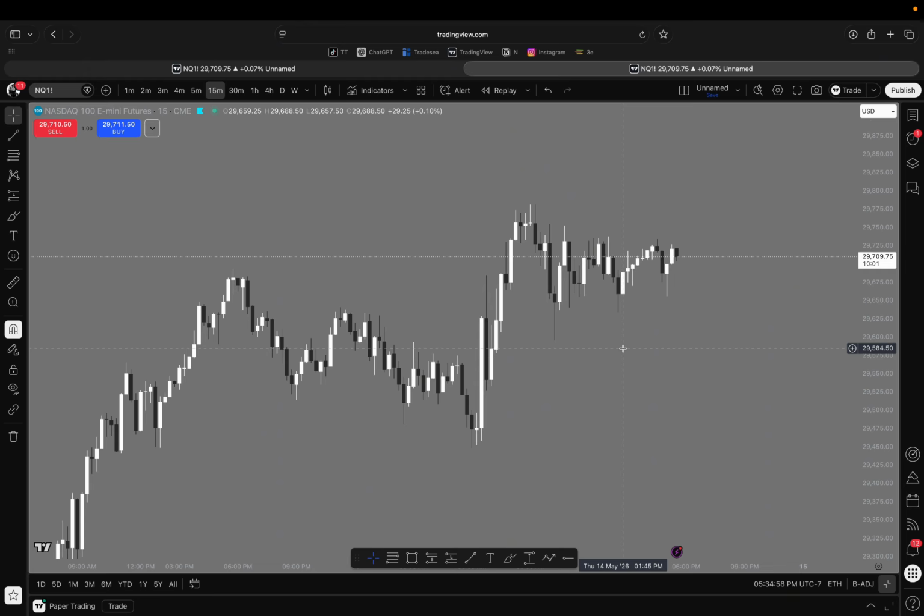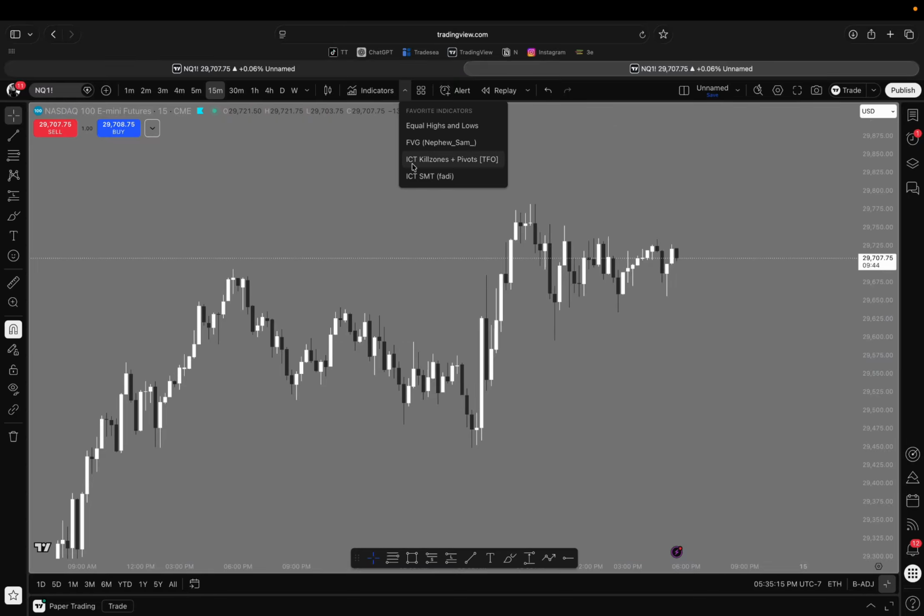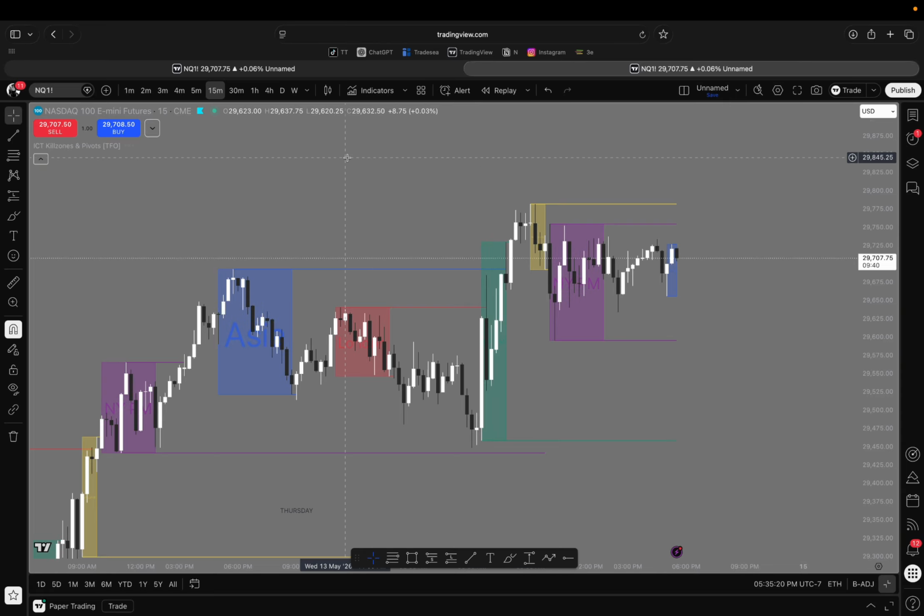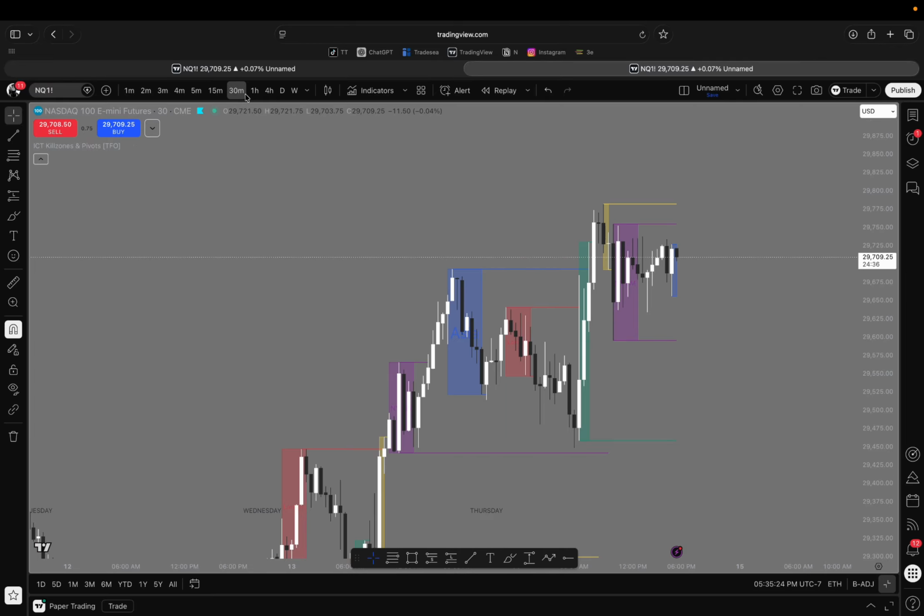And there are specific times for each session. I already put a tab in the Discord for you guys to go to and see the times there, but I'll be covering it briefly in this video. To see the times, you guys can come to this indicator and look for ICT Kill Zones plus Pivots by TFO. That's going to help you see the sessions. You can only see it on the 30-minute or below, and that's fine.